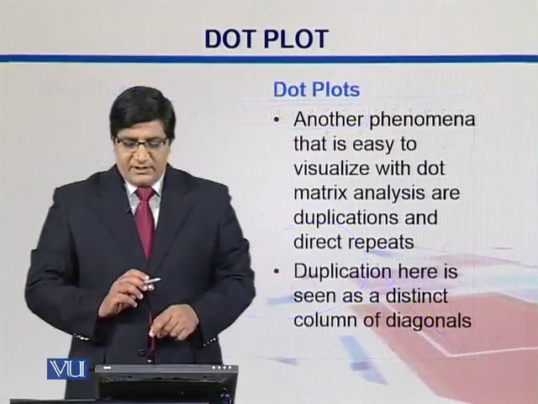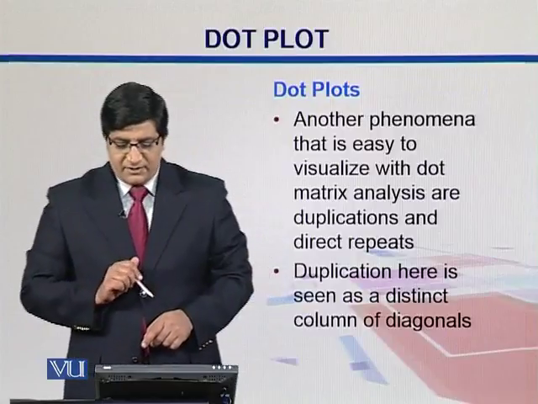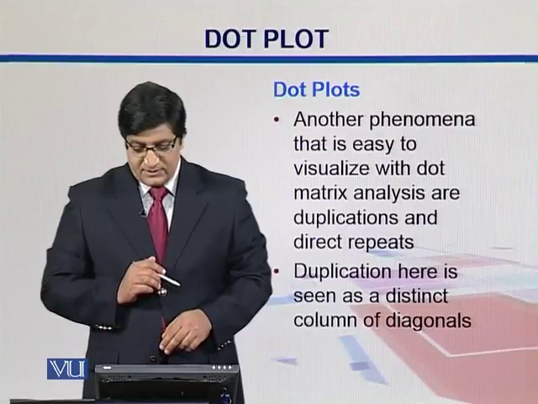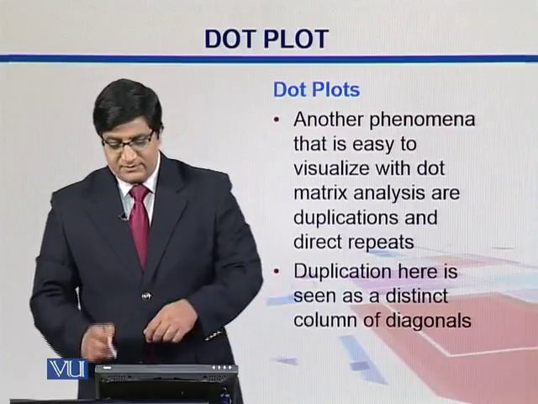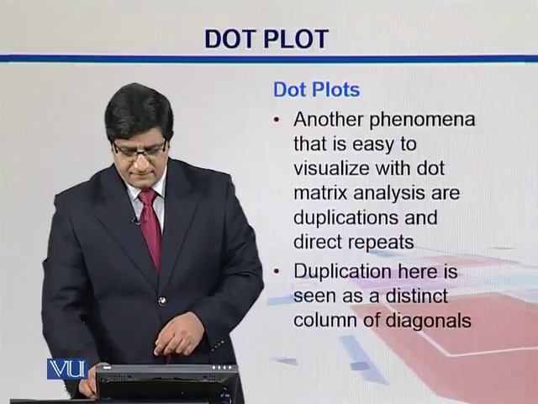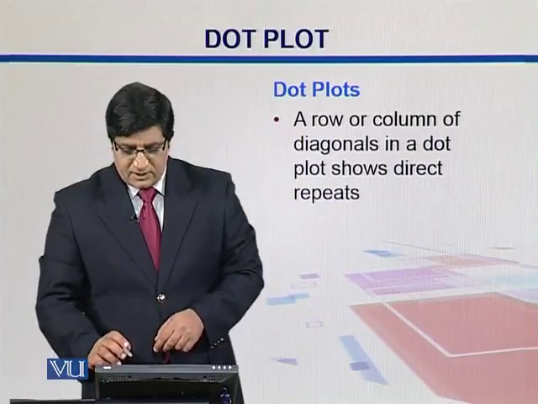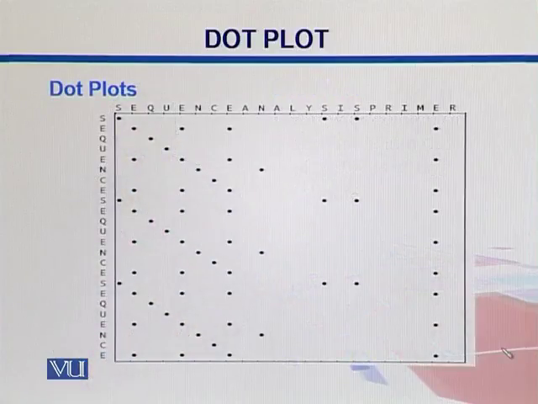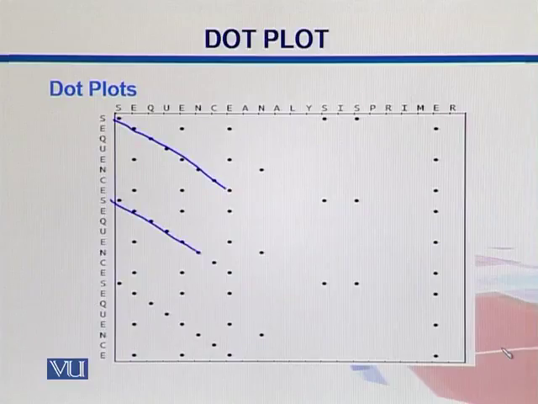Another phenomenon that is easy to visualize with a dot matrix is duplications and direct repeats. Duplications are seen as distinct columns of diagonals. So let's see how they look. A row or column of diagonals in a dot plot shows the direct repeats. So we have sequence analysis primer, and over here we have sequence, sequence, sequence. We see this, this, this. What we have is direct repeats.